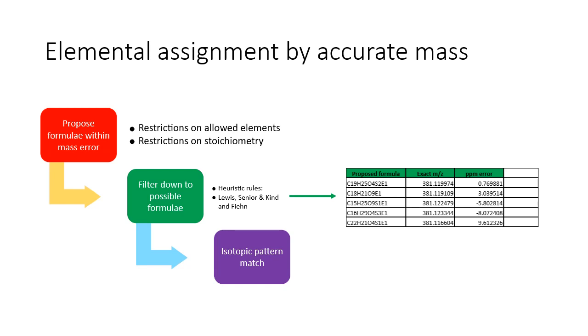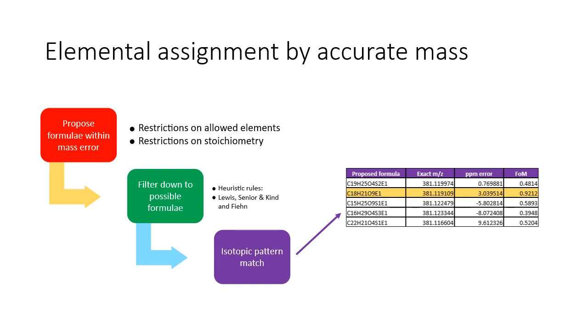But then a lot of these formulae would be discounted by the heuristic rules that we'd apply in stage 2. So now we've cut down our list to only 5 formulae, and again if we rank them in order of the magnitude of their mass error, the assignment would now change to be C19H25O4S2. But it's only when we fit the isotopic distributions to all these potential assignments that we can finally identify the correct one. And it turns out it wasn't the formula that was closest in mass. In fact, the correct assignment was C18H21O9, as this gives by far the closest isotopic fit.